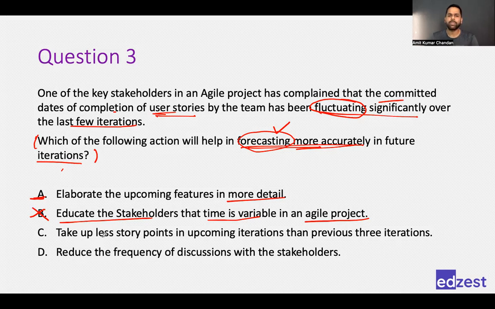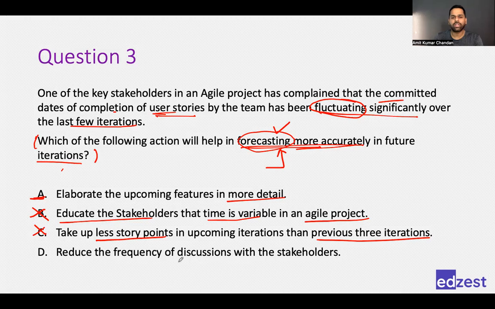Then you go to C. Take up fewer story points in upcoming iterations than the previous 3 iterations. Again, the same problem as the last question. Is it going to help us? Is it possible that by executing less work, we will be able to forecast more accurately? Is it possible that by executing less work, we will be able to do planning better? No. To do planning better, you need to understand the work better. To do planning better, you need to analyze the work better. Doing a better execution does not help us in forecasting better, or doing less work does not help us in forecasting better. So not a good choice.